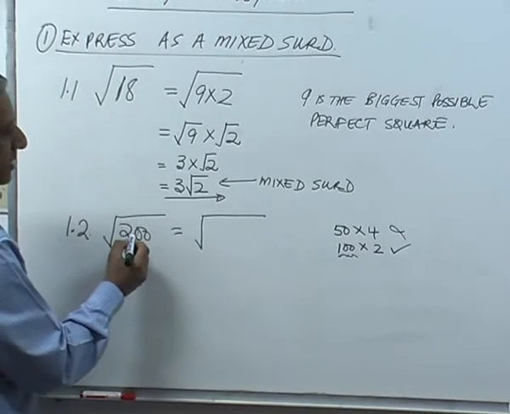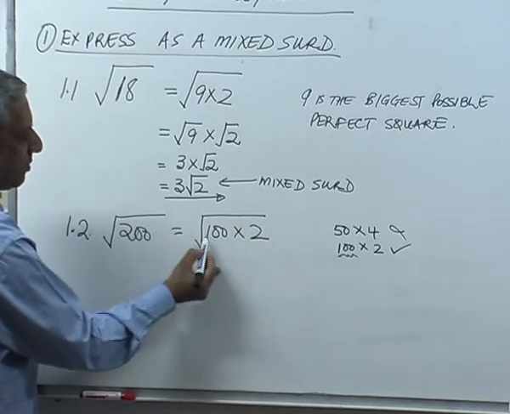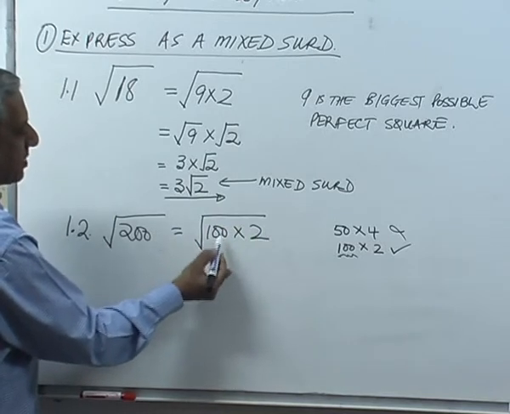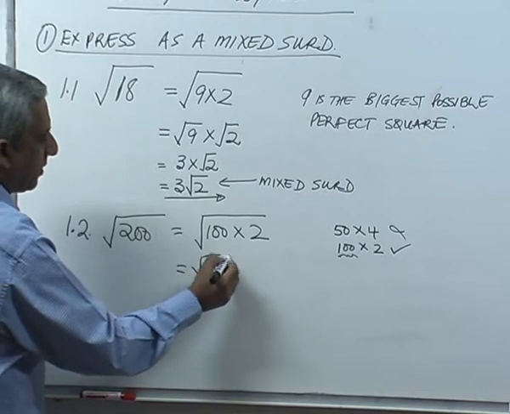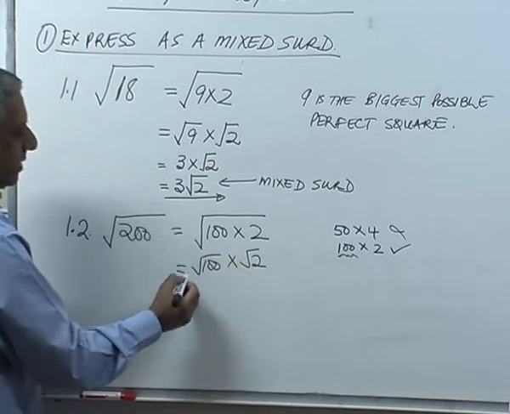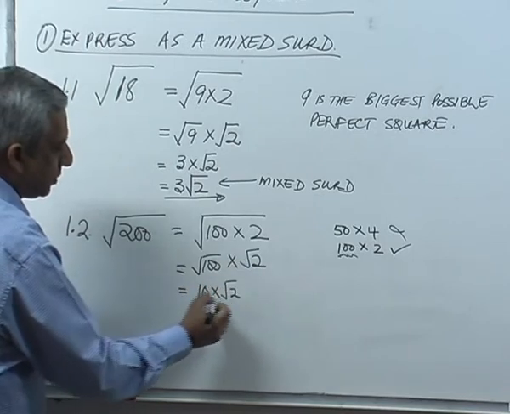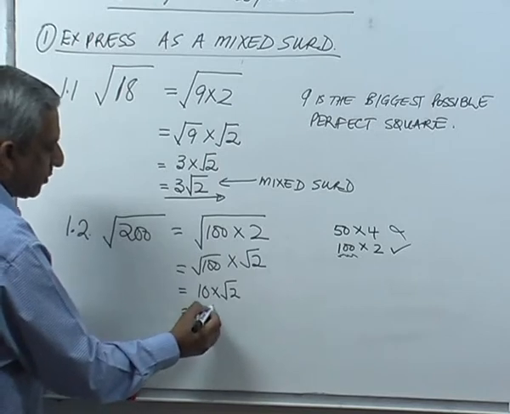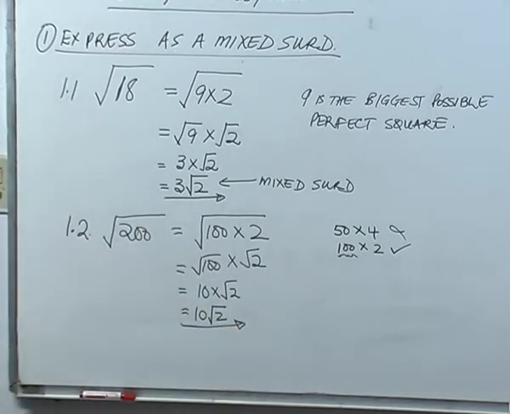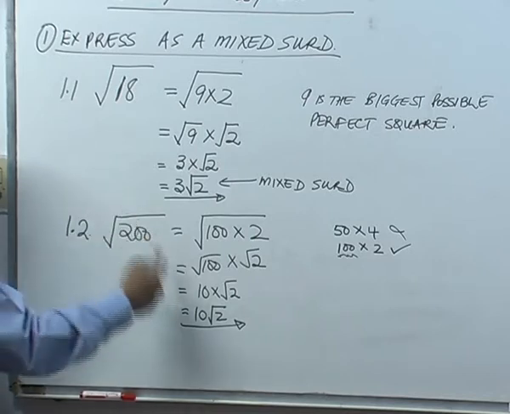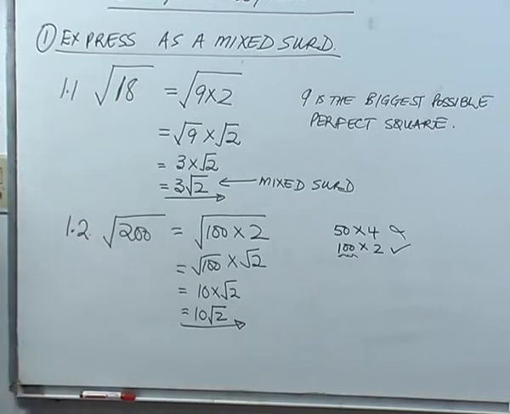So you break up 200 into its factors, which is 100 times 2, making sure that one of the numbers is the biggest possible perfect square inside 200. And then you can break them down into its separate parts. Square root of 100 is 10 times square root of 2. No need for that multiplication sign. Therefore we say 10 root 2. So that is writing given surds as mixed surds. This is a surd, this is a whole number, that is why it's called a mixed surd.